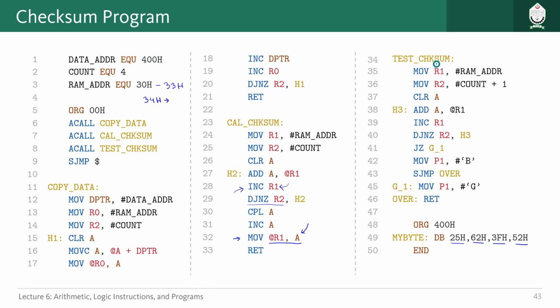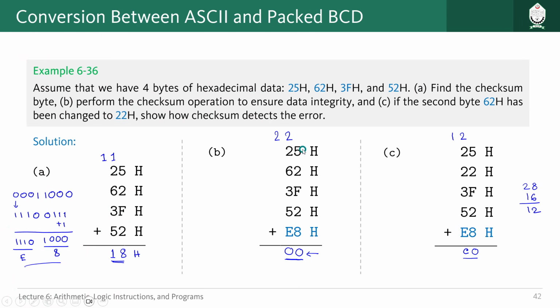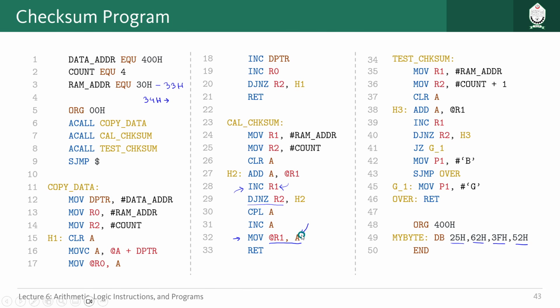Then finally, test checksum is to test the checksum, adding all the values as we have seen, including the checksum byte, and finding out whether that is 0 or not. So first of all we are going to load the initial RAM address to R1, which is 30H. Then we are going to load the value 5 onto R2. So count plus 1. Because now we have 5 values on 5 different RAM addresses, including 34H, we have to count for 5 times, not 4 times. Basically, the loop has to be iterated for 5 times.